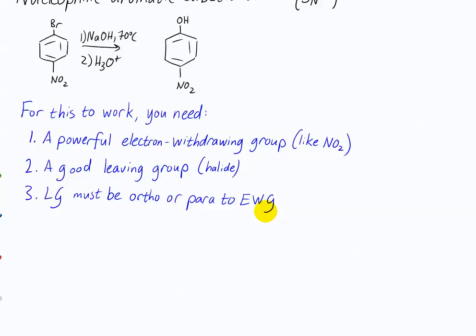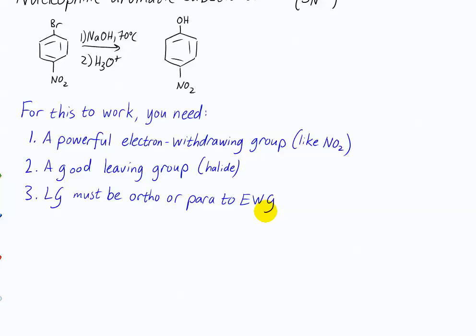So let's talk about why that is. The first two, I think we can just describe in general terms. You need a powerful electron withdrawing group because you need to make the aromatic ring, which is usually a nucleophile, into an electrophile. So you need to deactivate it enough, get those electrons out of there, so that it's attractive for a nucleophile to attack it. So that's the first one.